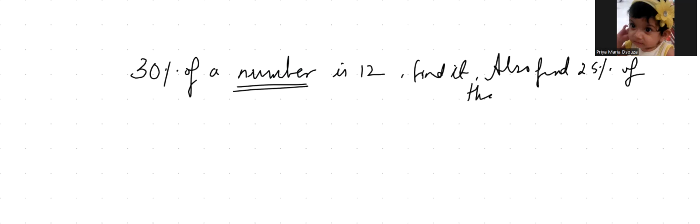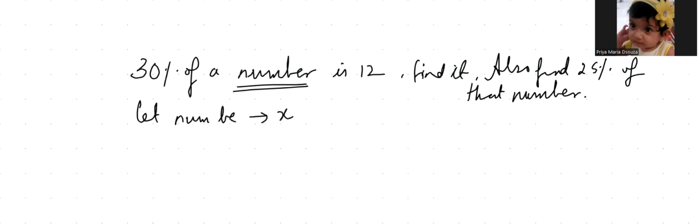So you're not finding 30% of 12, remember. You have to read the English statement carefully. 30% of a number is 12. I don't know the number, so let me call it x. You can do it in different methods. One method is: let the number be x. You can denote it by any letter like x or y or whatever. It's an unknown, a variable.